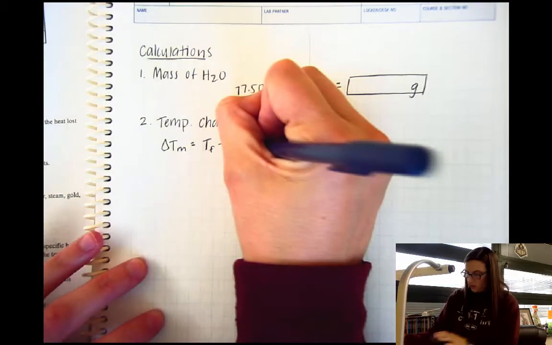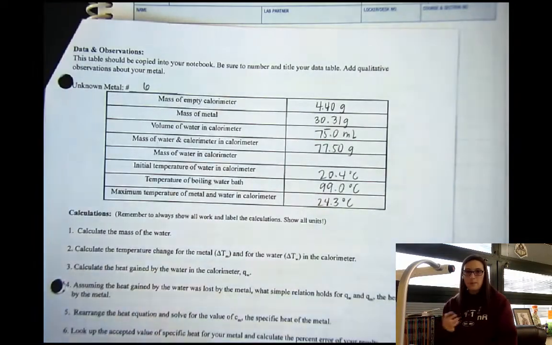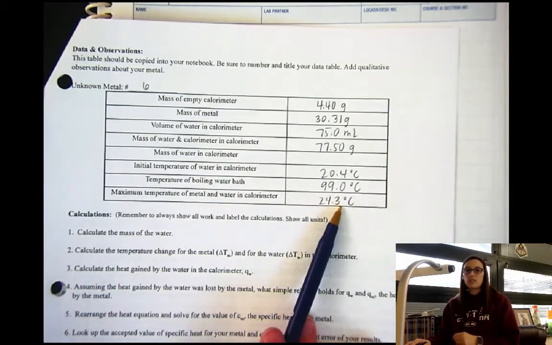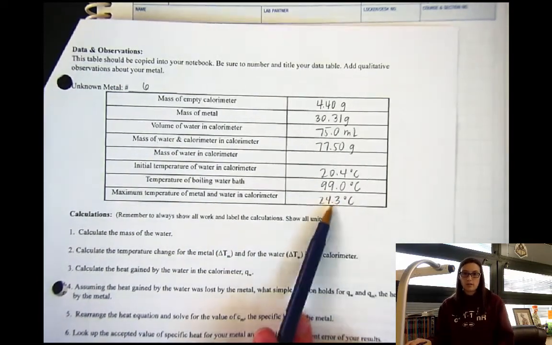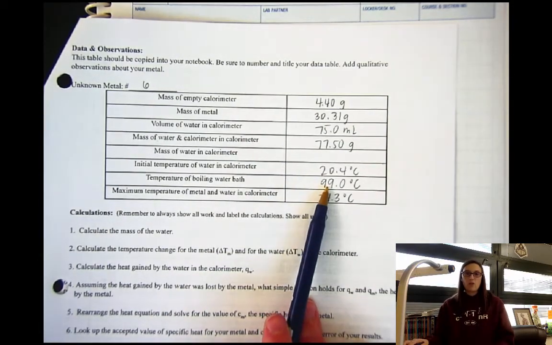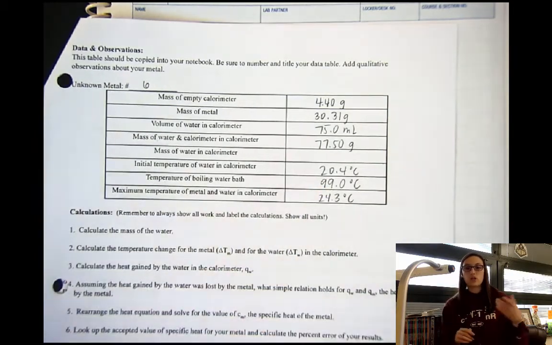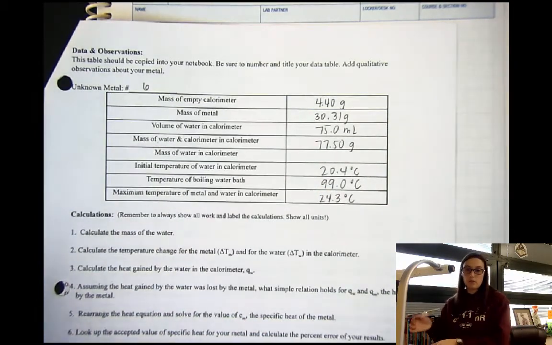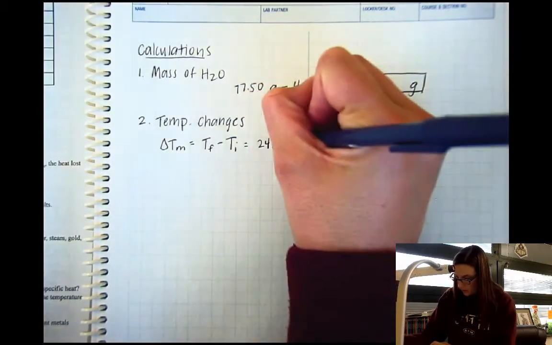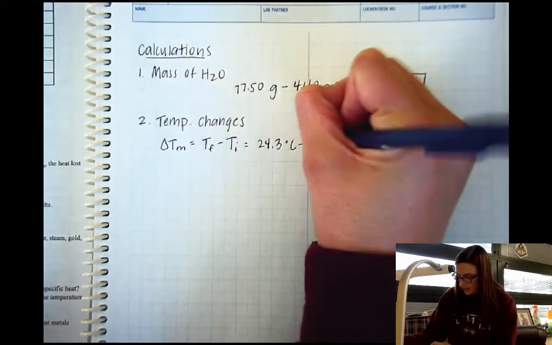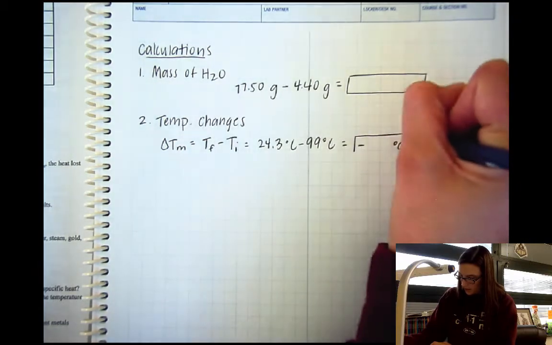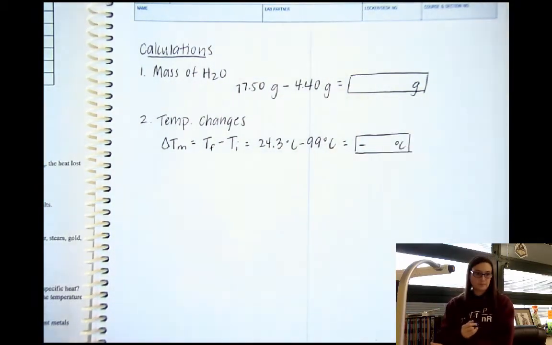What I'm going to do is take my data. The maximum temperature of the metal and water in the calorimeter, that was the temperature at the very end. So you're going to take your maximum temperature at the end, and you're going to subtract the temperature of the hot water bath, because the temperature of the hot water bath we are assuming is the same as the temperature of the metal. So for my sample data, it would be 24.3 degrees Celsius minus 99 degrees Celsius. I'm going to have some negative temperature.